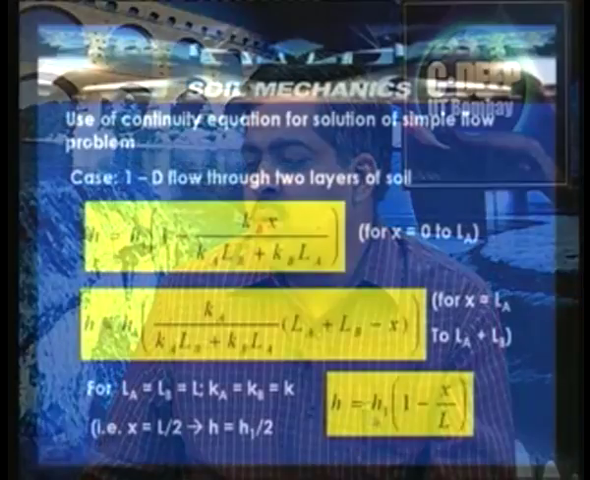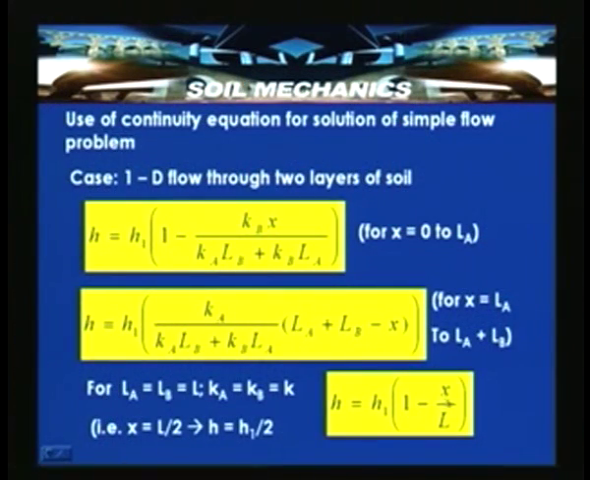For in-between points, say x is equal to L by 2, we can determine it by using the expression H is equal to H1 into 1 minus x by L, which we got by substituting in these expressions. If x is equal to L by 2, that is 50% of the length of the flow, then the total head already lost is 50%. That means from H1 it is reduced to around H1 by 2.